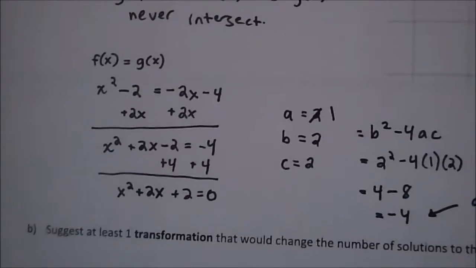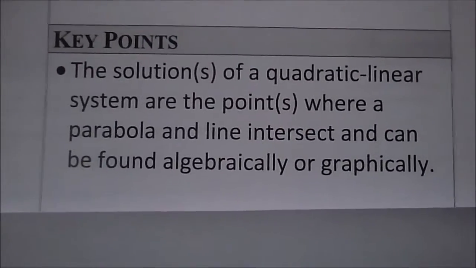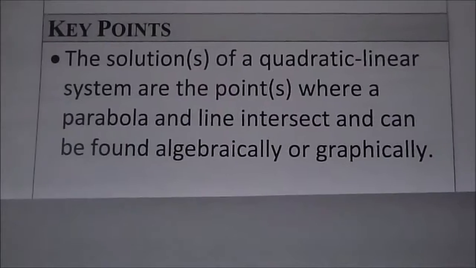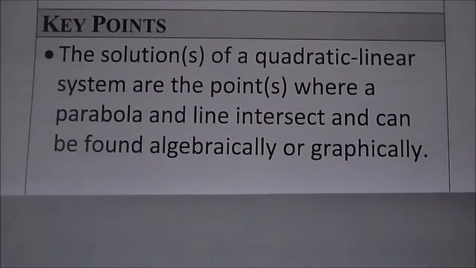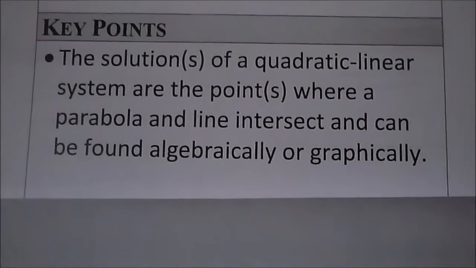This leads us to our first key point for today, which is that the solutions of a quadratic linear system are the points where a parabola and a line intersect and can be found algebraically or graphically. Press pause on the video so you can capture this in your notes.